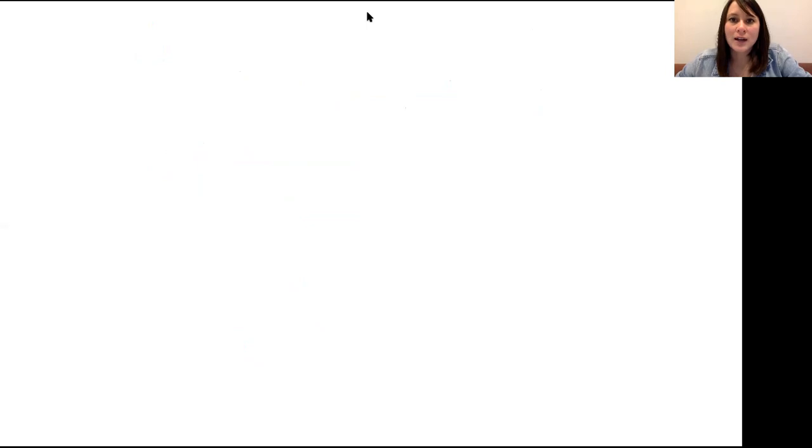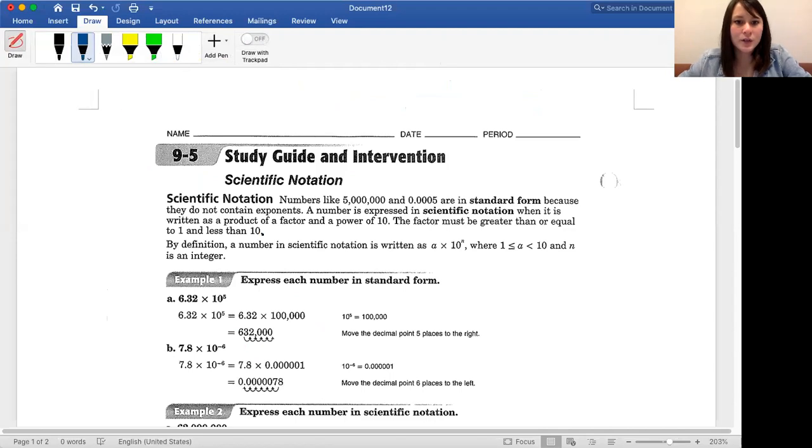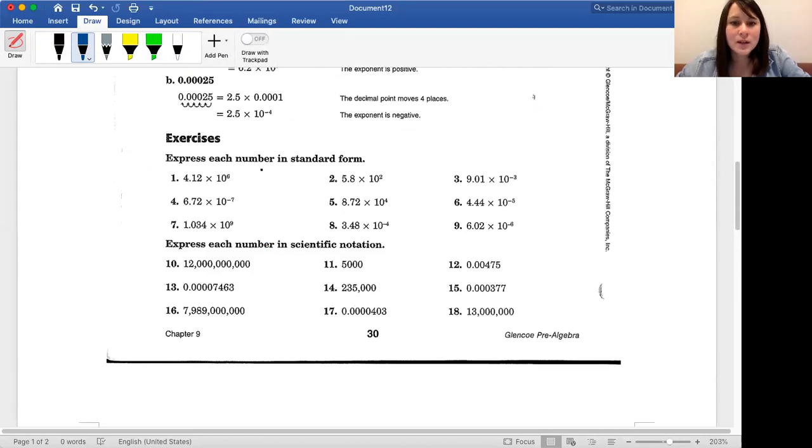So let's try a few practice problems on your study guide. We're going to take a look at a few of these problems, and there are some examples up here that you can look at if you want to. Basically, we're going to write these numbers in standard form. Really what you're doing here is 4.12 times 10 multiplied by itself 6 times, but instead of writing that out, we know that this is just 1 million, right? We're just multiplying it by 1 million. And when you multiply by a million, you're going to move your decimal 6 places over.